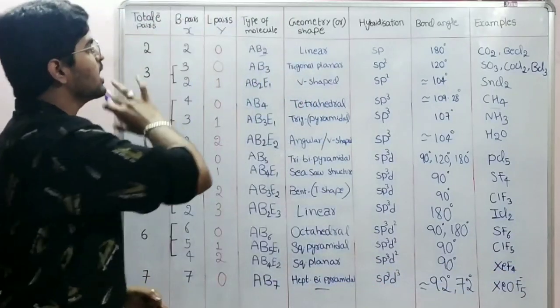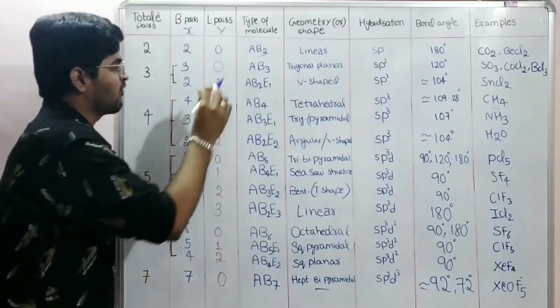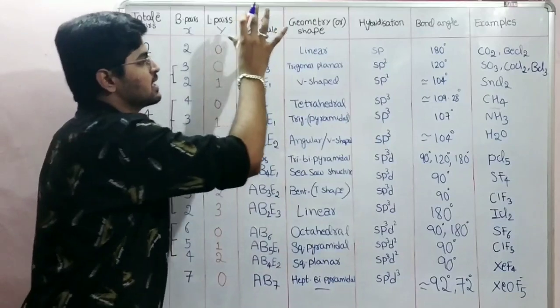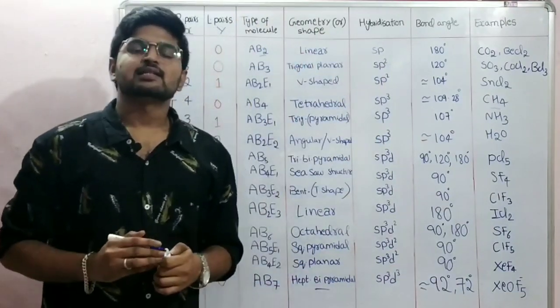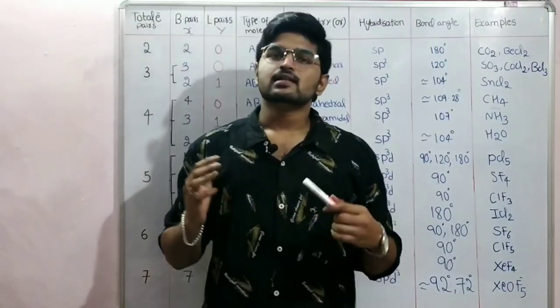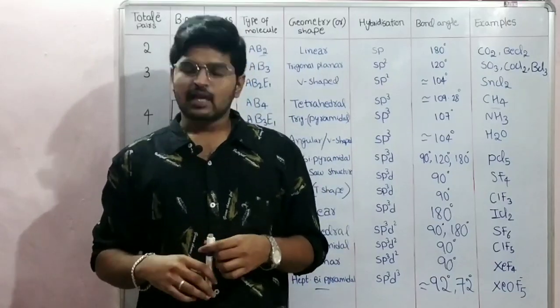Yes, in this way, we'll just have to memorize the table, and if we find these type of molecules, we'll easily find the shape, hybridization and bond angle. Yeah, this is the easiest way to find the shape of the molecule. This is according to the VSEPR theory, that is valence shell electron pair repulsion theory.